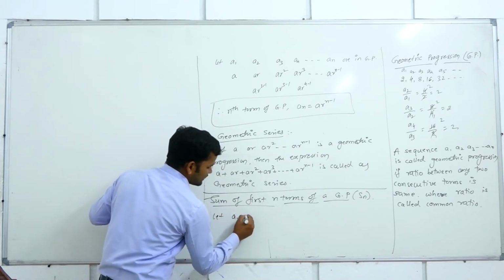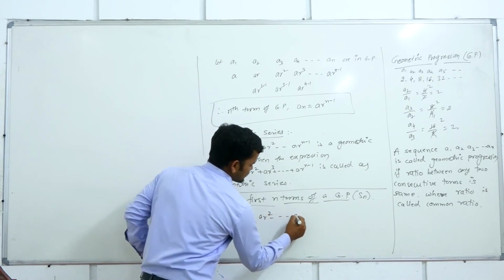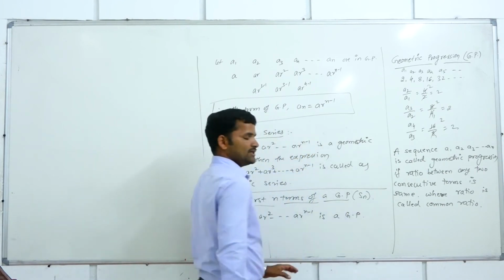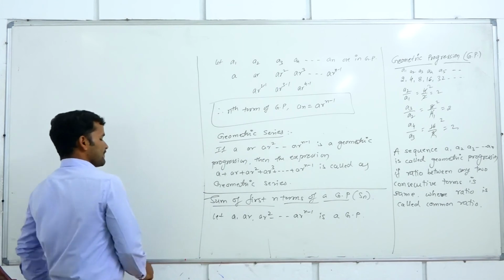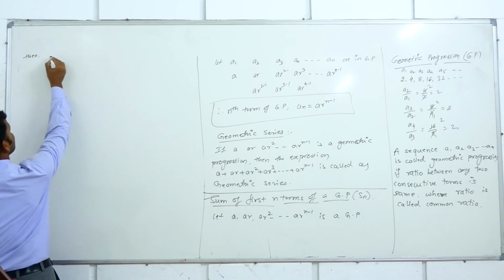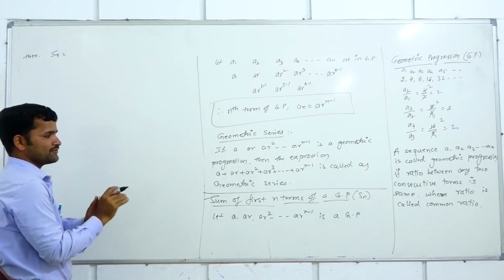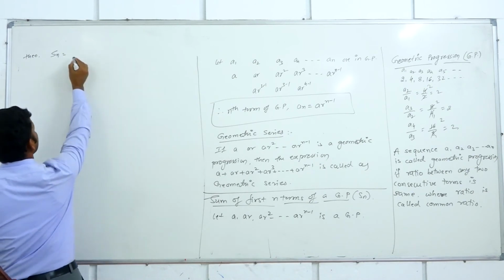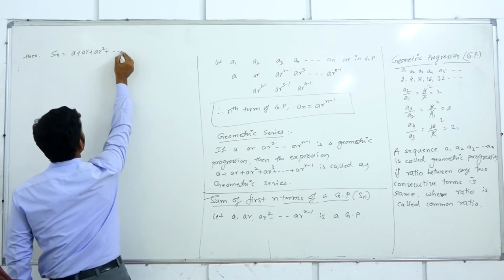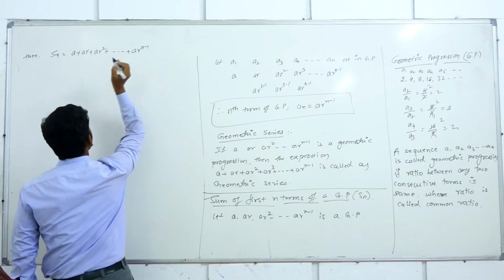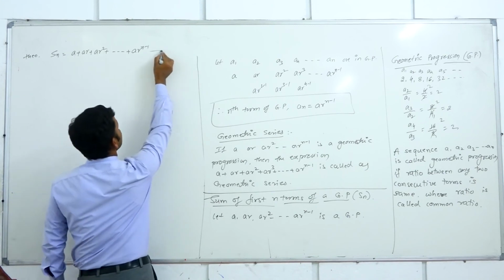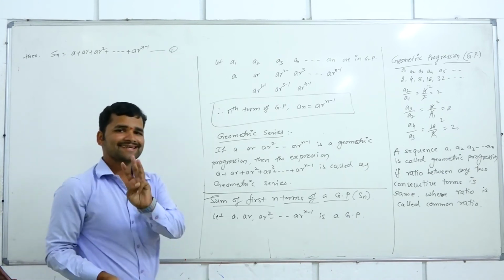Let a, ar, ar square, so on up to a into r to the power of n minus 1 be a geometric progression. Then we have Sn, that is sum of first n terms, is equal to a plus ar plus ar square plus so on a into r to the power of n minus 1. This is Sn. Let me take this as equation 1.